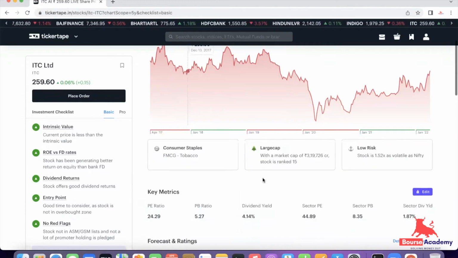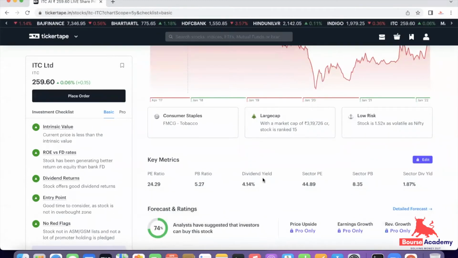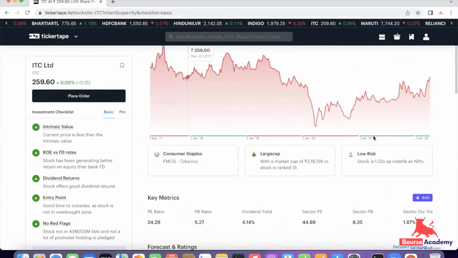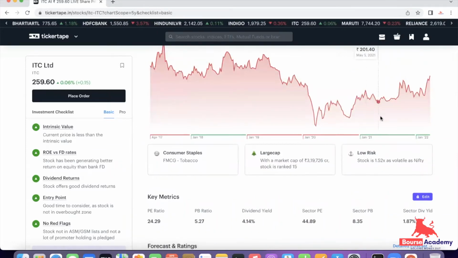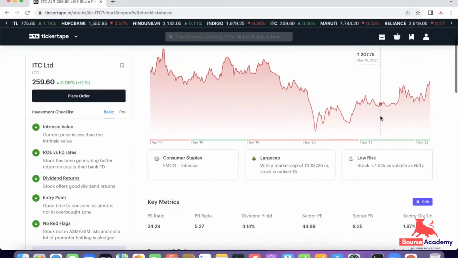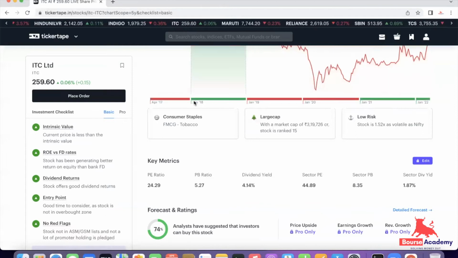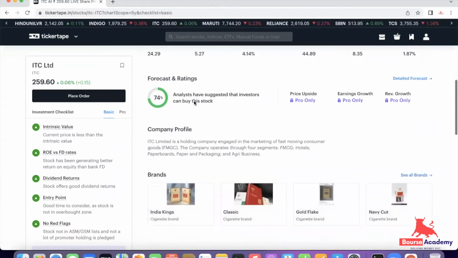So we can clearly see that ITC is a large cap stock having a market capitalization of 3,20,000 crore. If we talk about the stock, the stock is less volatile. So this is also an important piece of information given by tickertape.com. Why are we trying to analyze all this data? Before we do any trade or any investment, we have to understand all these important points with 100% clarity.